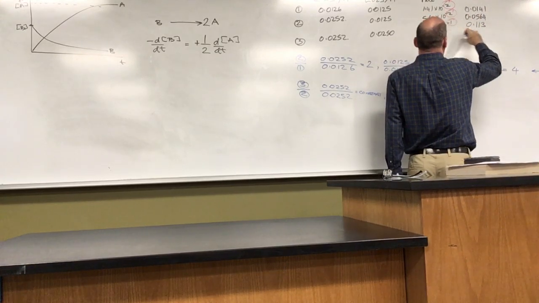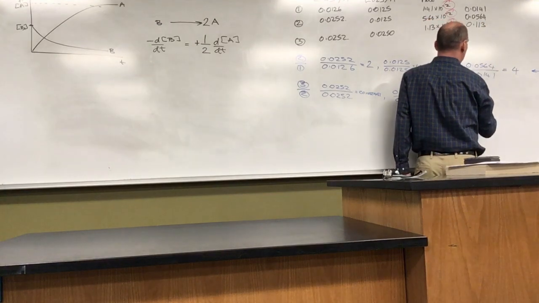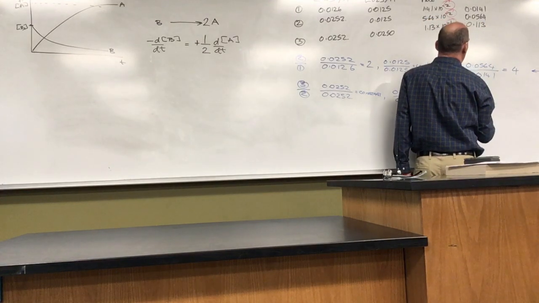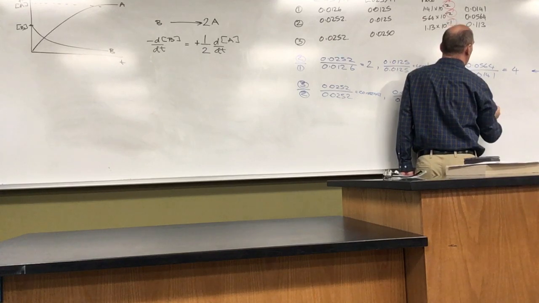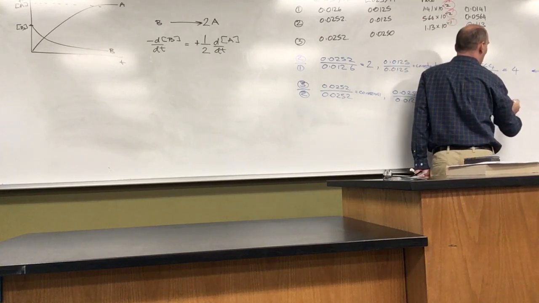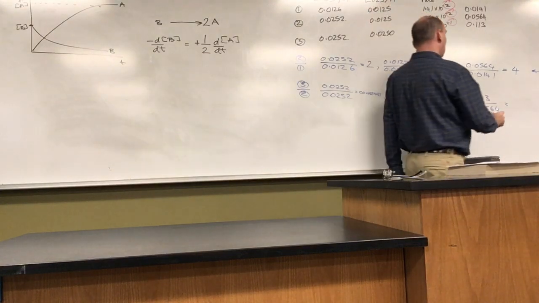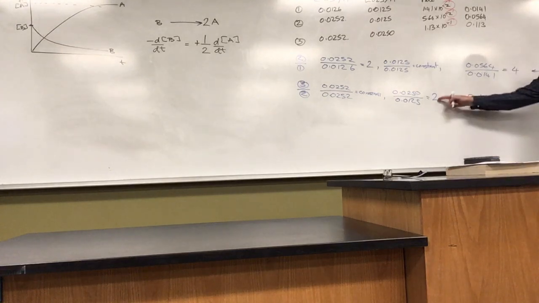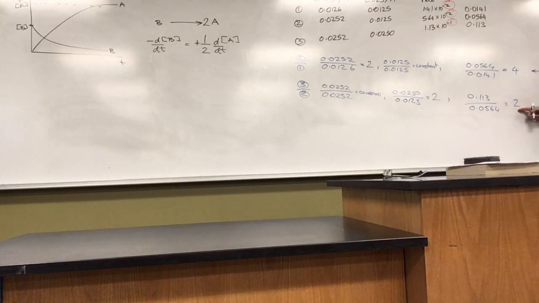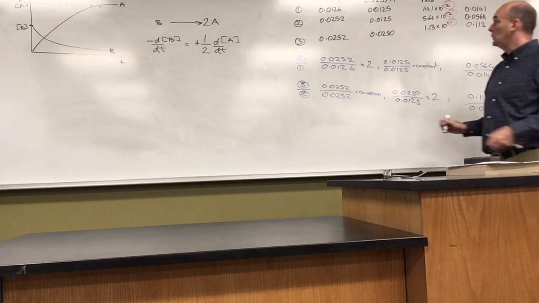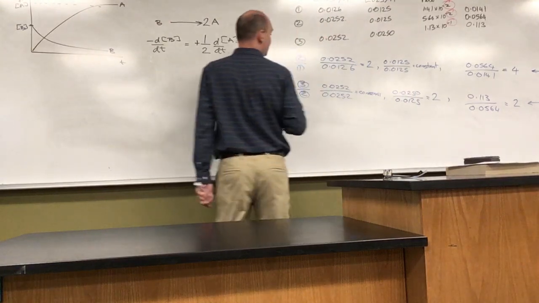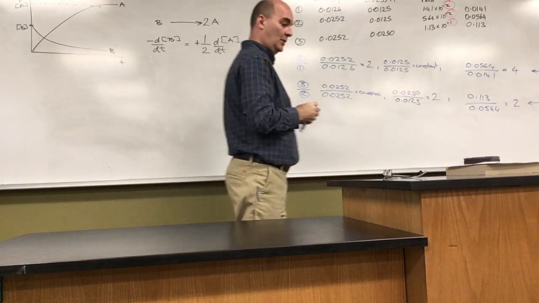And then that leaves me, this is the number that goes on the top, 0.113 divided by 0.0564. That looks like it doubled. When I double the concentration, I double the rate. That means that this reaction is first order with respect to, so this would be for oxygen, and the first one would be for nitrogen monoxide.